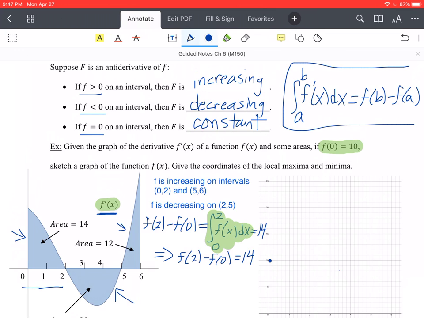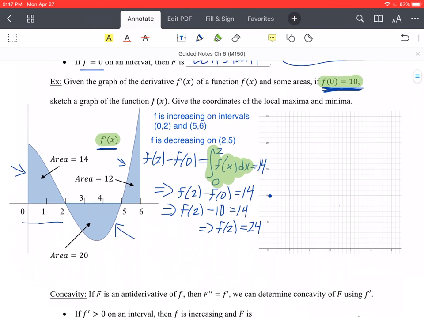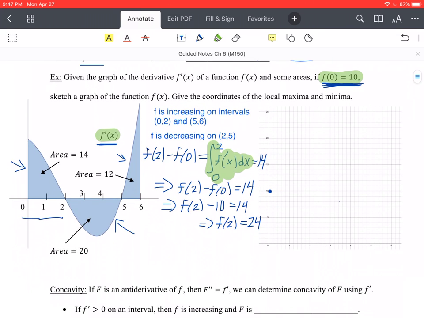We know what f of 0 is, right? That was given to us in the problem. So we have f of 2 minus 10 equals 14. So f of 2 is 24. This gives us one of the values that we need.